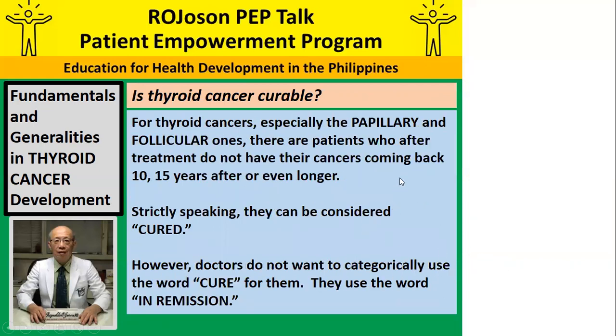If you have gallstones and doctors remove your gallbladder with stones, you have been cured of the problem. For thyroid cancer, especially papillary and follicular ones, there are patients who after treatment do not have their cancers coming back 10 to 15 years or even longer. So strictly speaking, they can be considered cured. However, doctors do not want to categorically use the word cure for them. They use the phrase in remission.